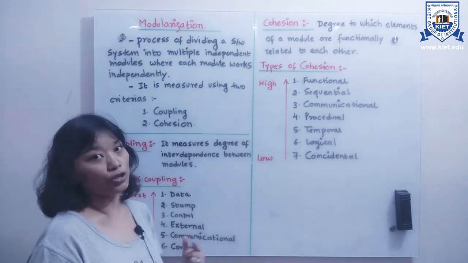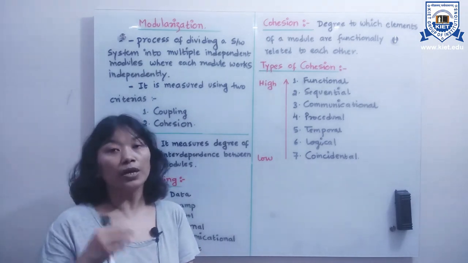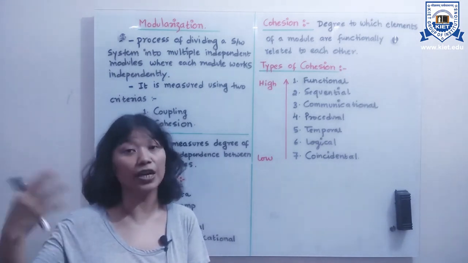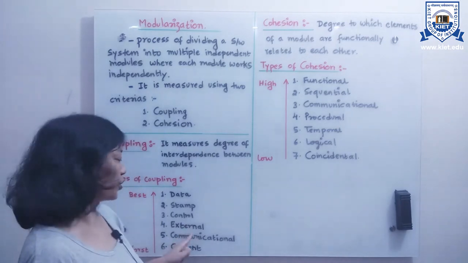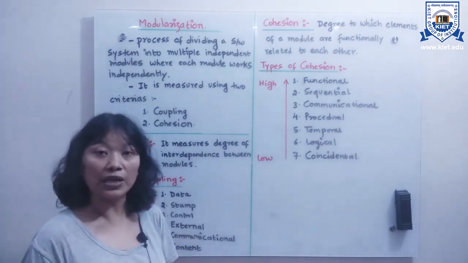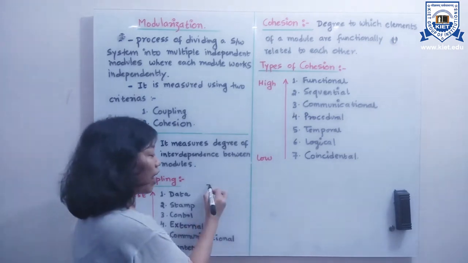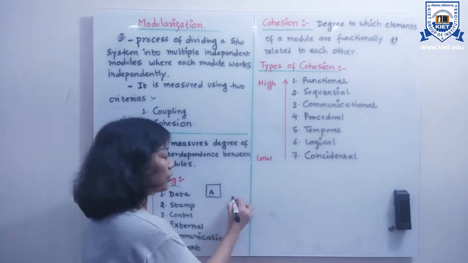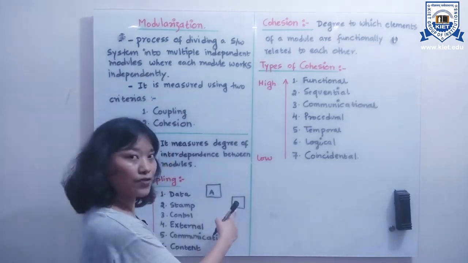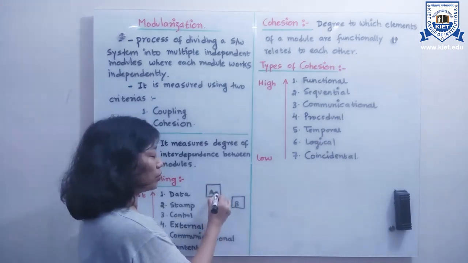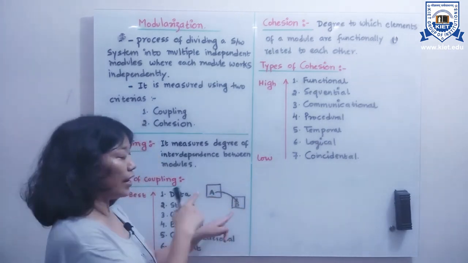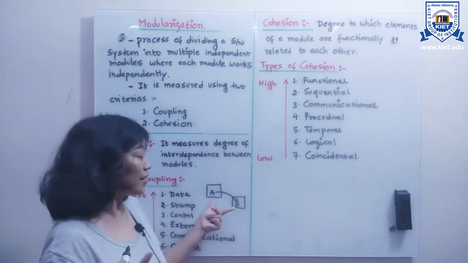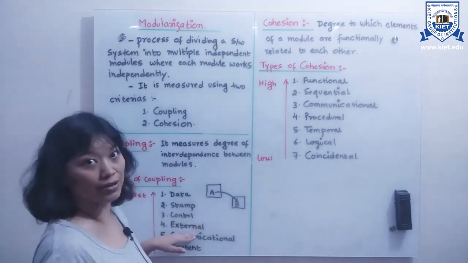Next is external coupling. It occurs when one module is dependent on a module of some other software or hardware external to the software system. For example, if I have a software system with some module A, and I have another software system with some module B, and this module is dependent on the module of another software or hardware external to the software system, then such kind of coupling is called external coupling.